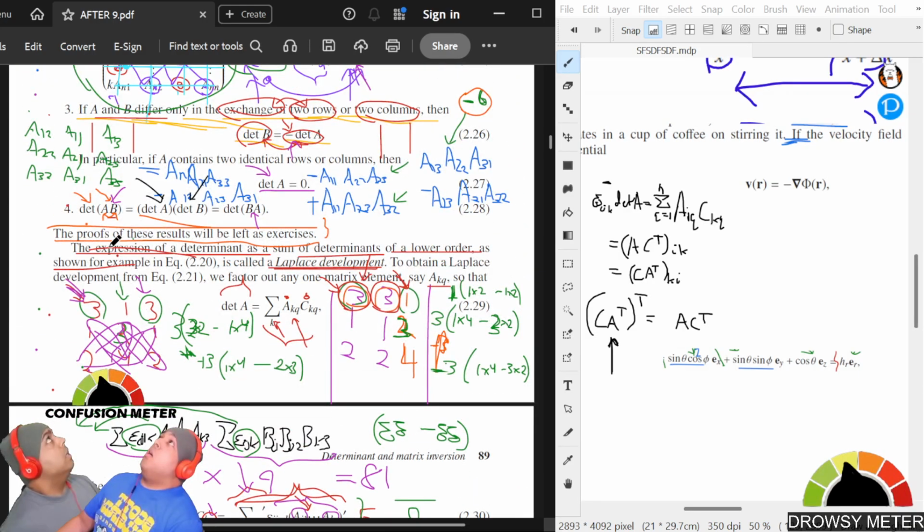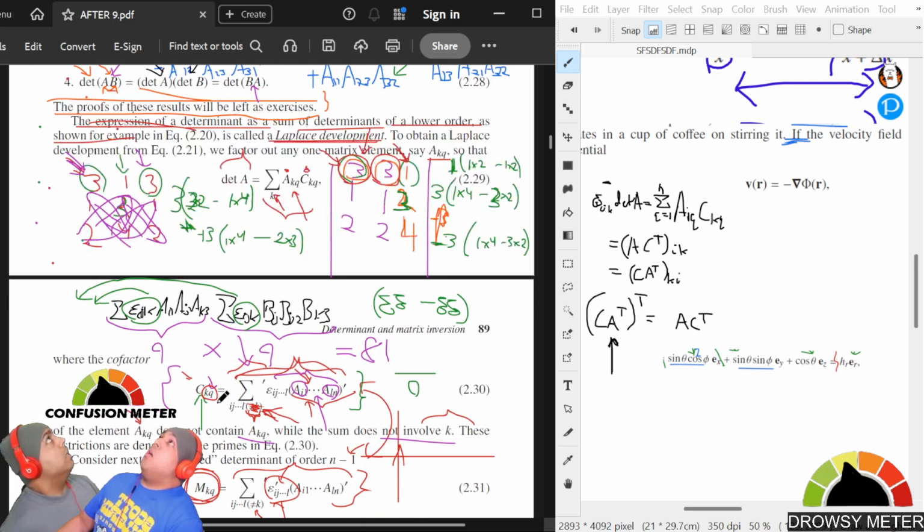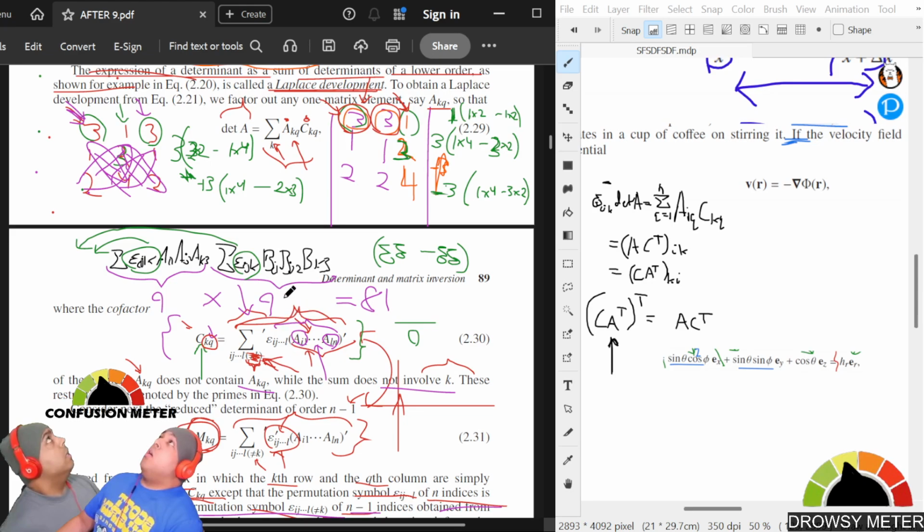The expression we determined is the sum determinant. It's called Laplace. To obtain Laplace, we factor out any one matrix element, say a_ik, where the cofactor is this. It does not contain a_ik. The sum does not involve k. These restrictions are denoted by the primes. A reduced determinant of order n minus 1.